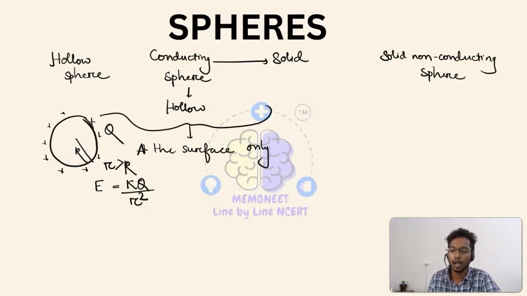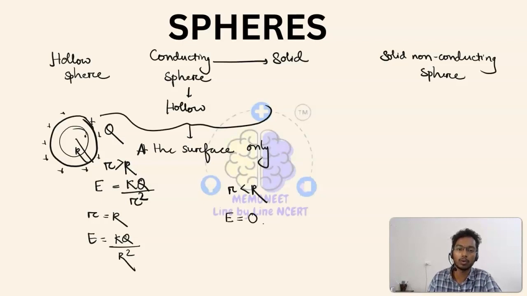That capital R is the radius of the sphere. And when small r is equal to capital R, we have E equals kq upon R square, the radius of the sphere squared. When small r is less than capital R, we look at the electric field present inside this hollow sphere or conducting sphere. There are no charges here, so the electric field will become zero.